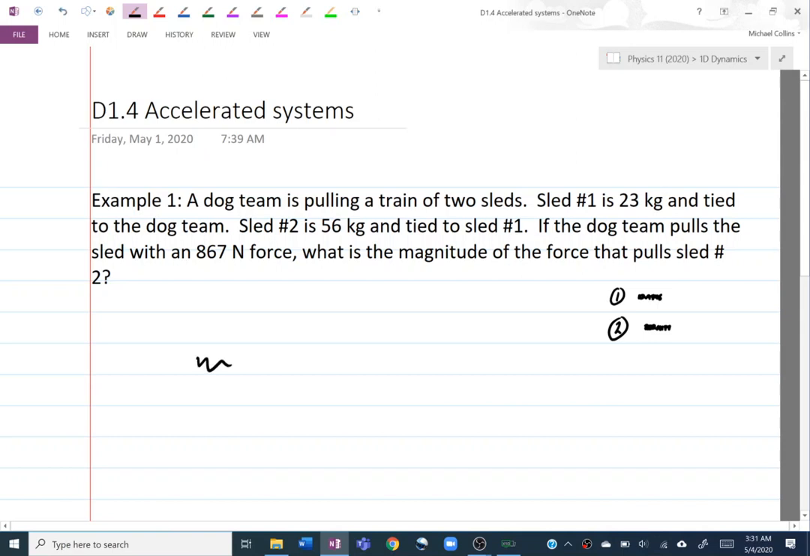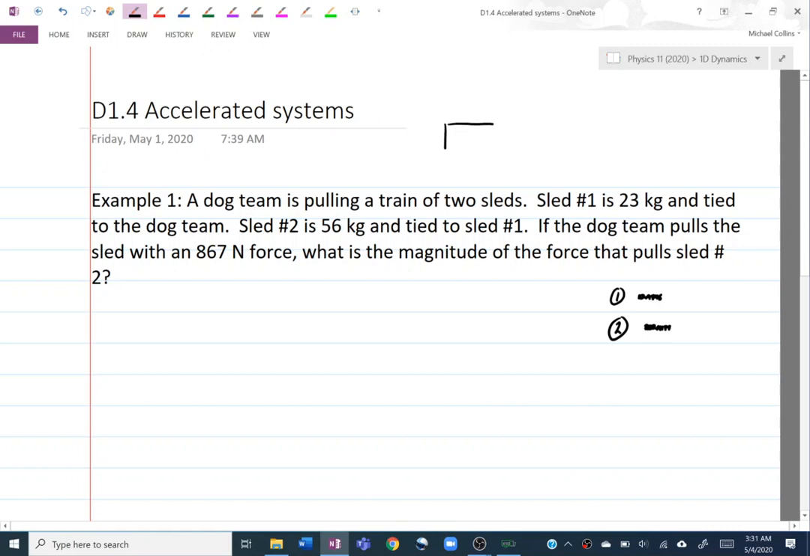Again, there isn't really anything new. There's not a lot of new content to talk about, but there are much more complicated examples that we're going to go through. First of all, we should probably mention what accelerated systems are. So an accelerated system is a system of objects that are being accelerated together.